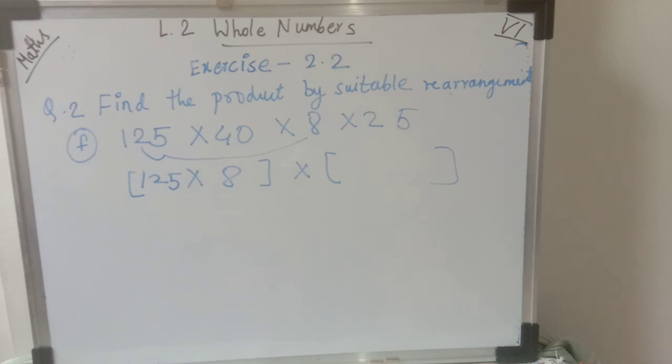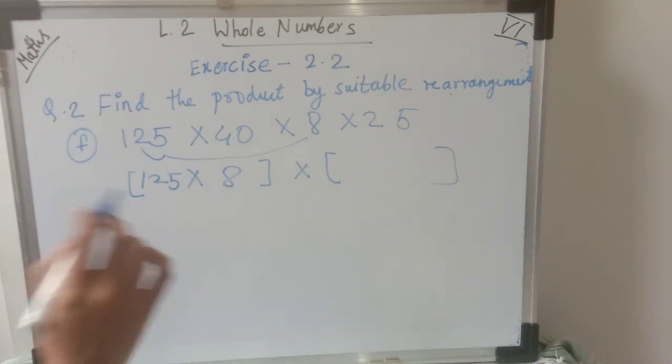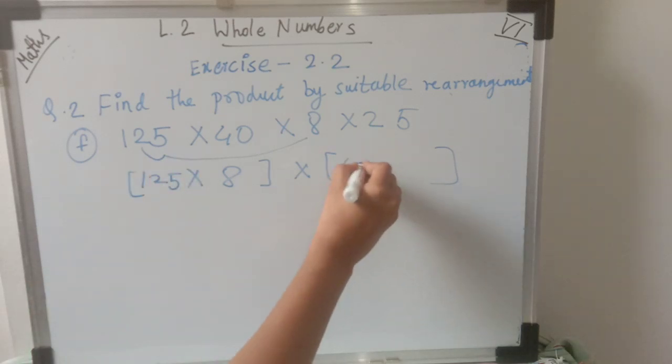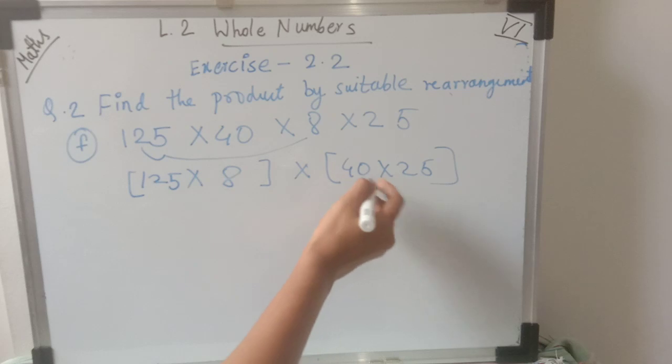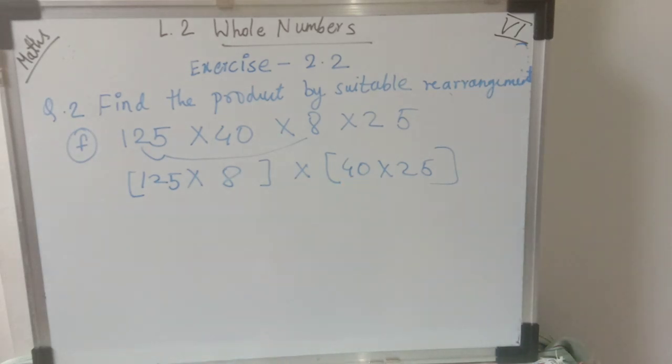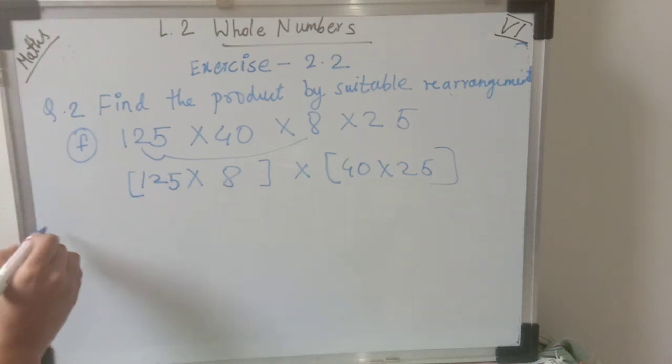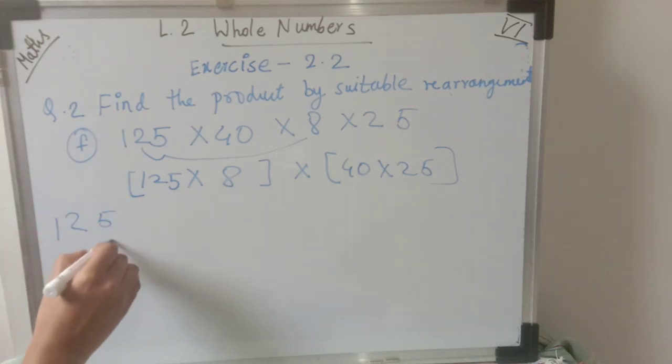125 multiplied by 8, because 8 5s are 40. So whatever the product will come, the last digit will be 0. Then I will multiply the 40 with the 25, because already 0 is there, it means whatever product will come, the last digit will be 0 only. So 125 multiplied by 8. Here I will do it for your understanding.